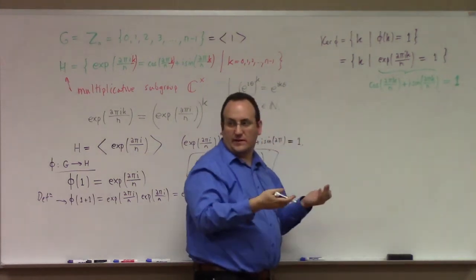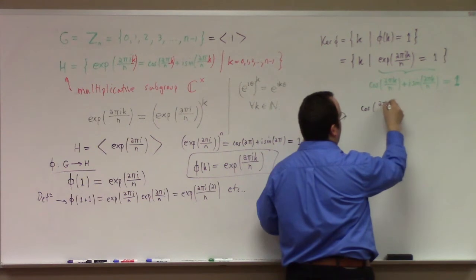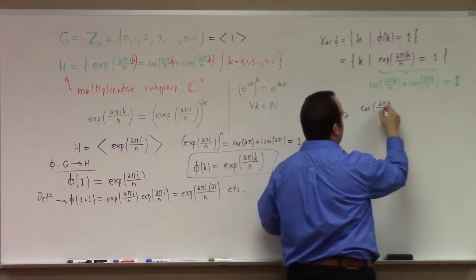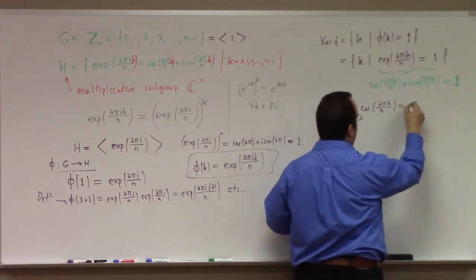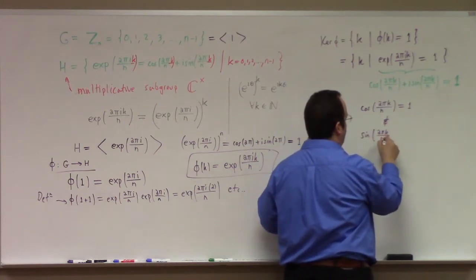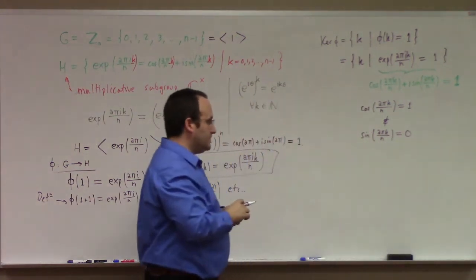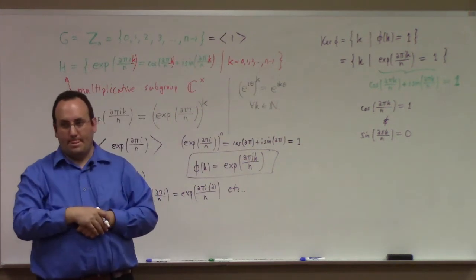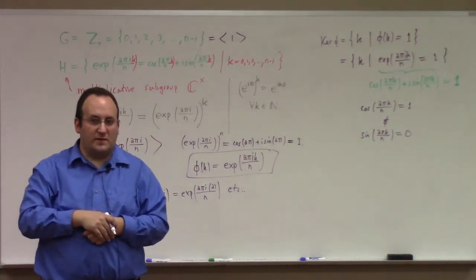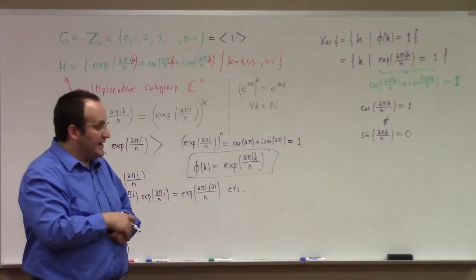That means two things, right? On the one hand, it means that the cosine of the real part has to match up, so cosine of 2 pi k over n has to be equal to 1, and the sine of 2 pi k over n has to be equal to 0. When is sine 0? Integer multiples of pi, right? k ranges from 0 to n.